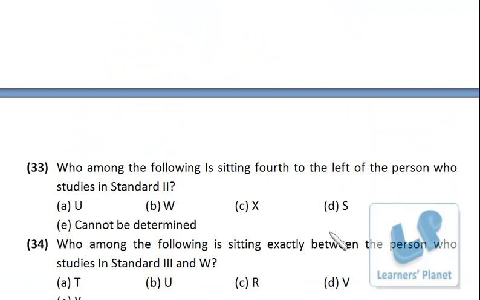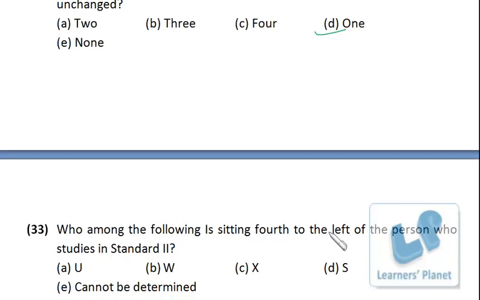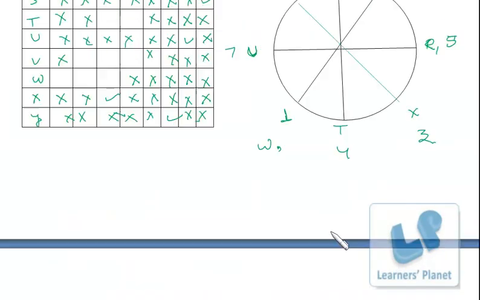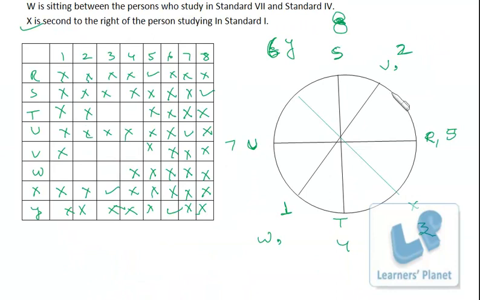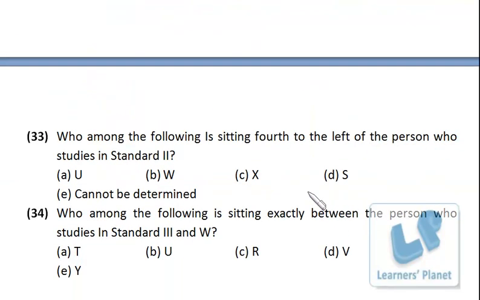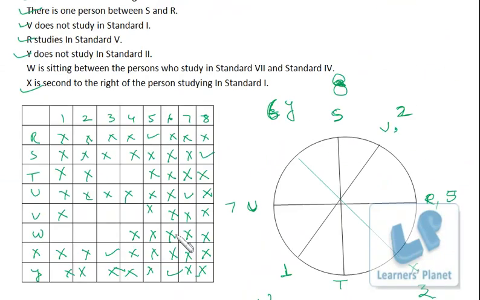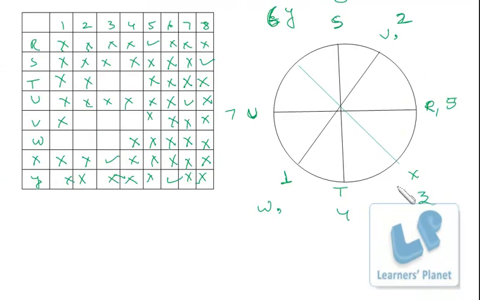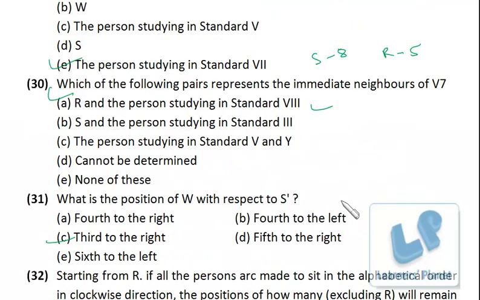Then who among the following is sitting fourth to the left of the person who studies in standard 2? Fourth to the left. Standard 2, fourth to the left: 1, 2, 3, 4. That is W. Okay. Who among the following is sitting exactly between the person who studies in standard 3 and W? Exactly between the person who studies in standard 3 and W. So it's 3 and W, it's T. Okay.